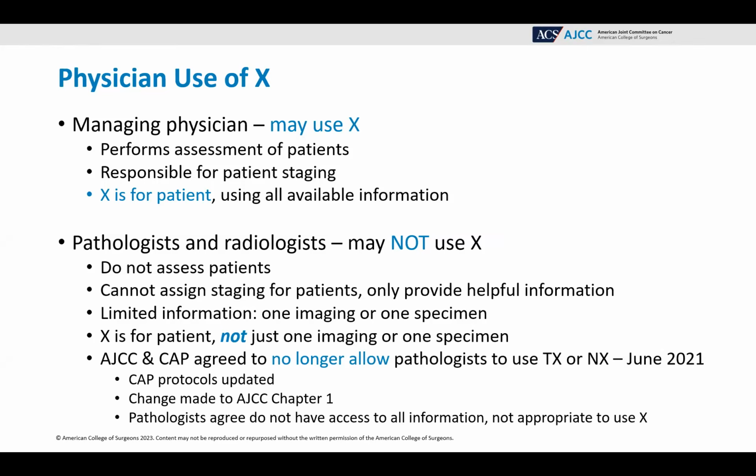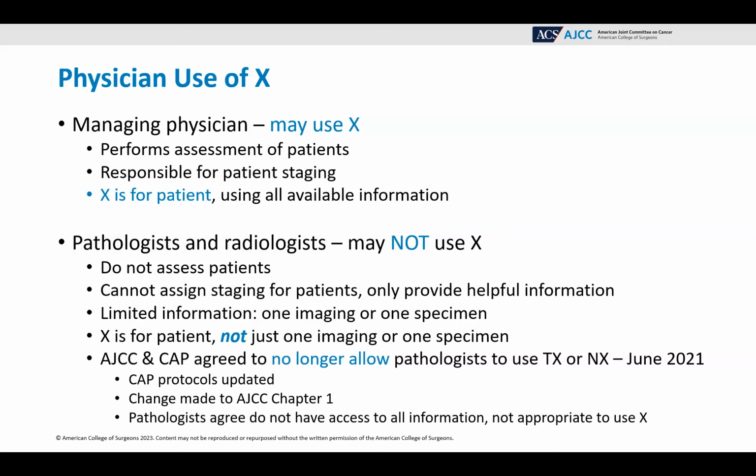AJCC and the College of American Pathologists agreed to no longer allow pathologists to use TX or NX. That decision was made in June of 2021 and was put in many of the different AJCC information vehicles, such as the Cancer Program's newsletter, on our website, and through other venues. The CAP protocols have been updated to include this, and if not all have been updated, they're in the process of doing that.